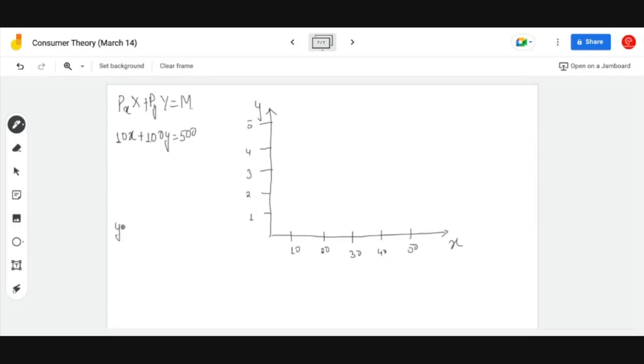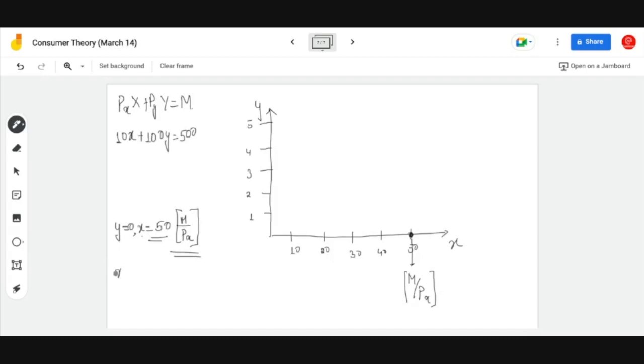So when Y is equal to 0, X was equal to how much? 50. And how did you arrive at this 50? What we did was M upon Px. So this M upon Px, that is 50, gives us the maximum value of X that can be purchased. So we get this point, which is nothing but M upon Px. Clear?